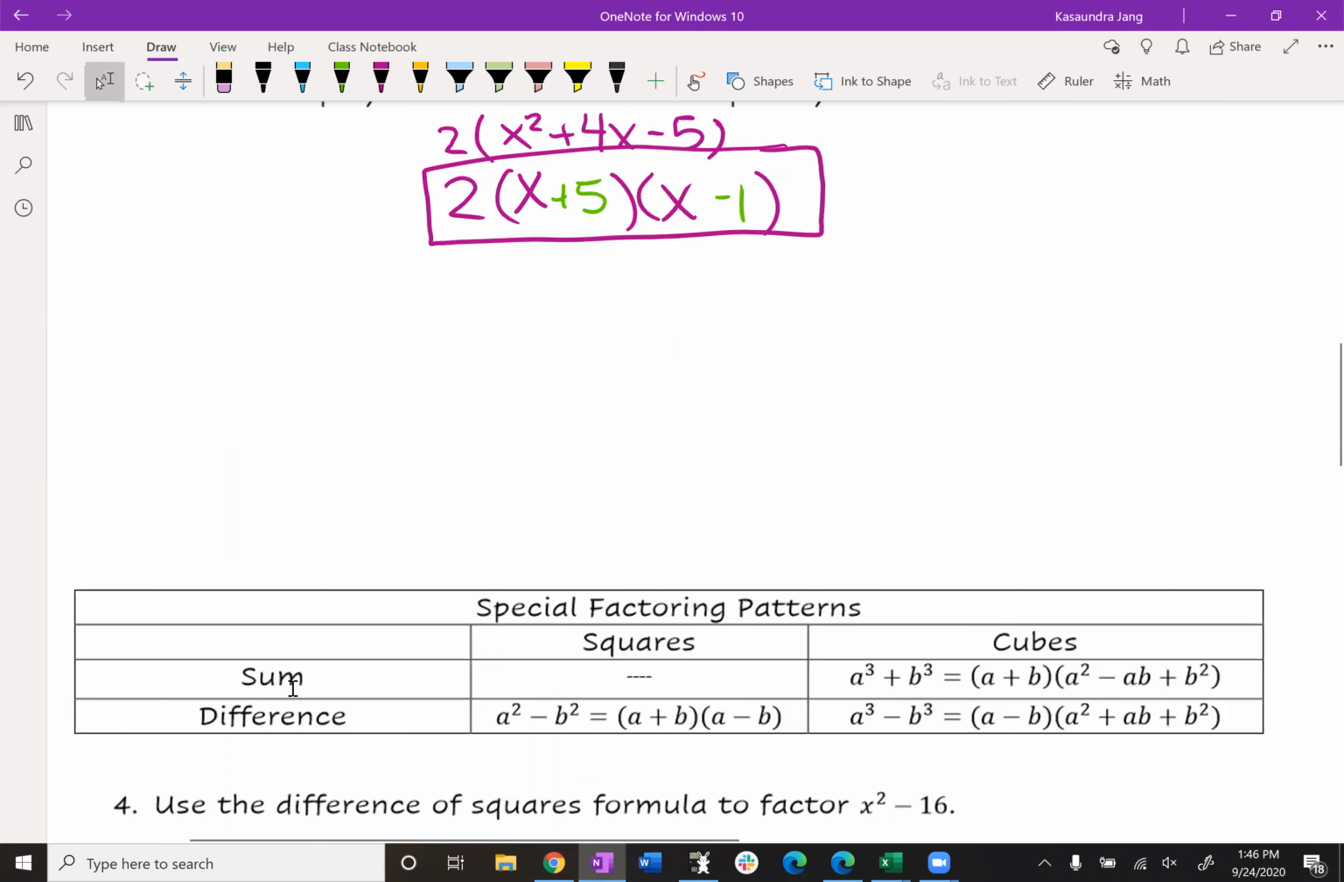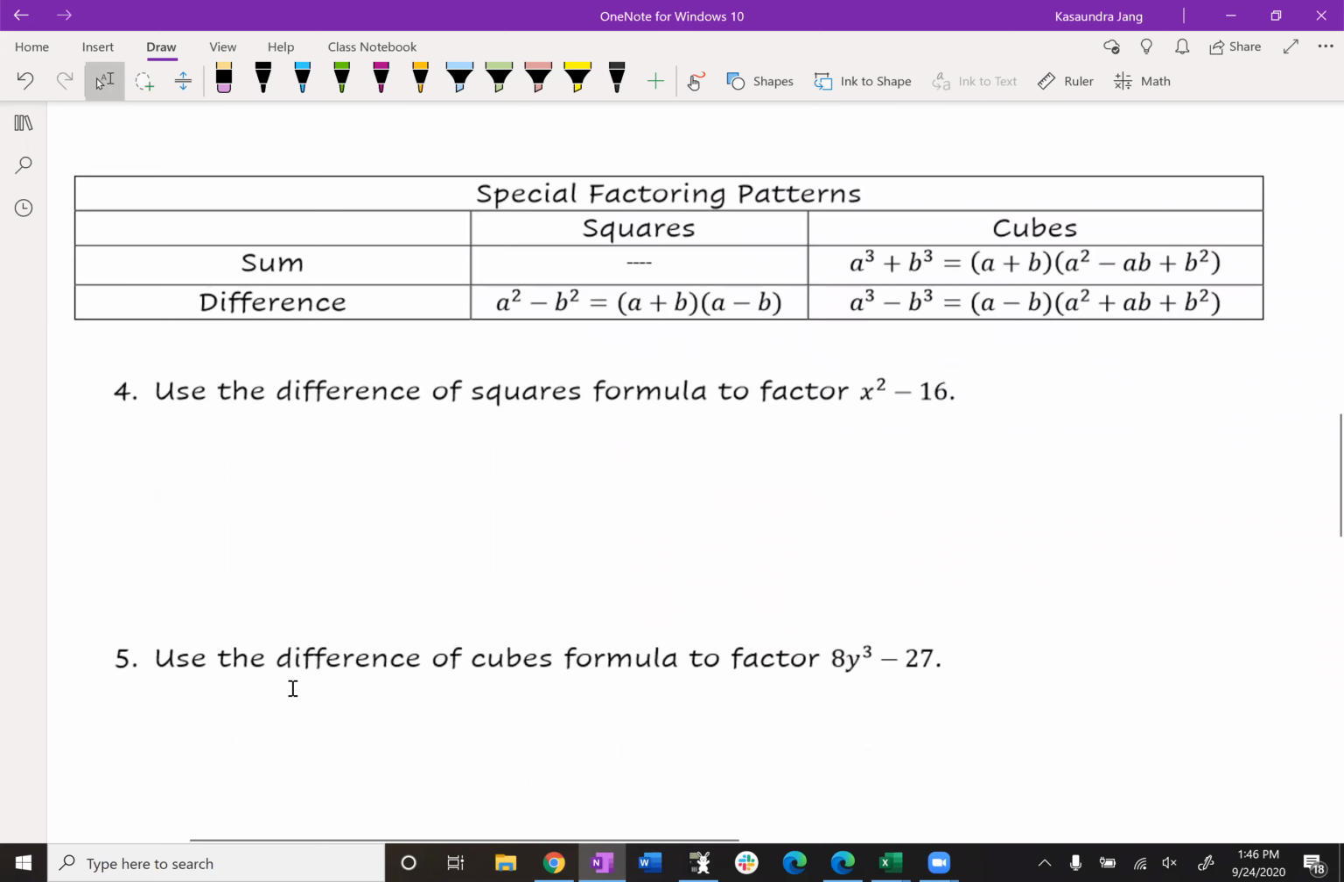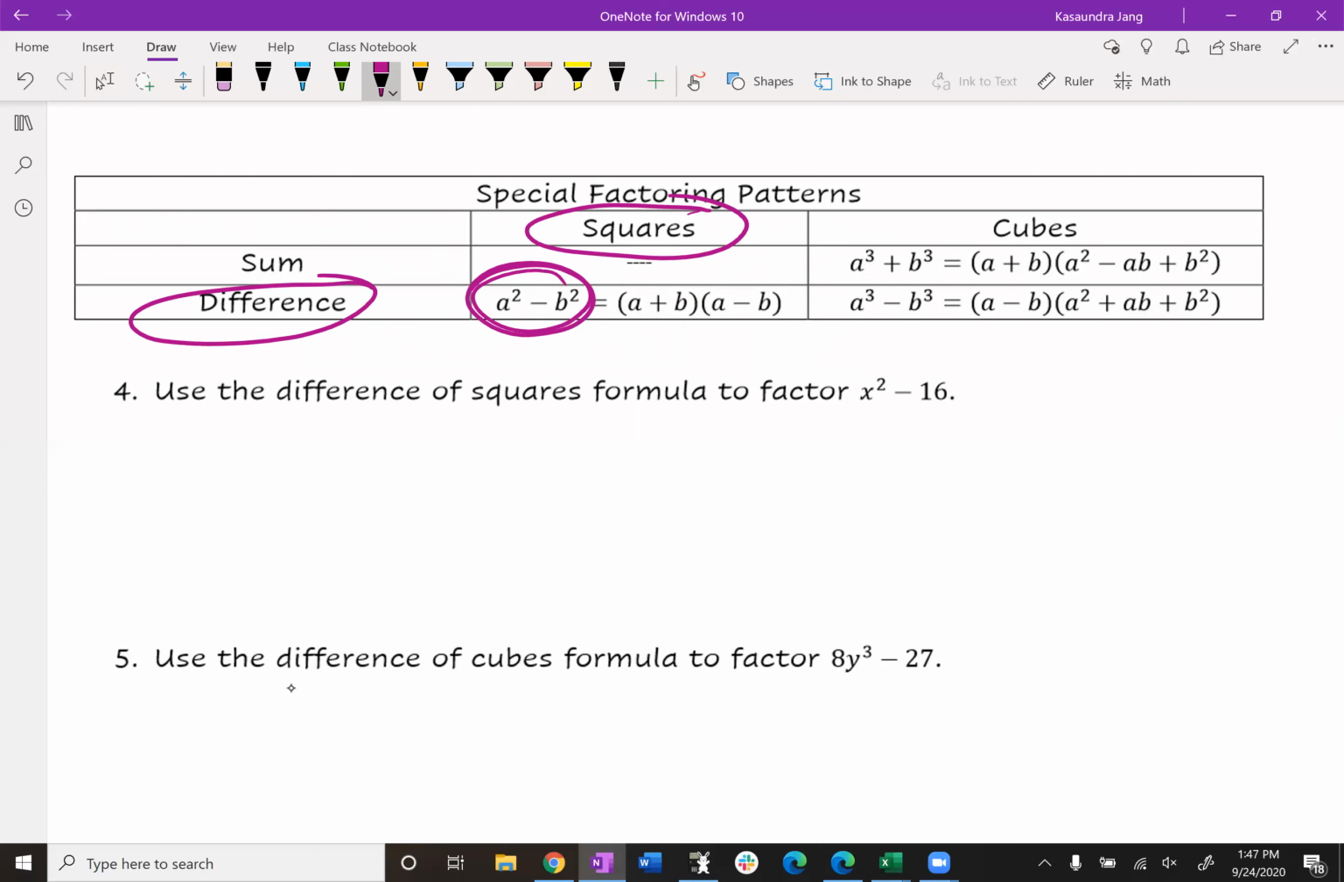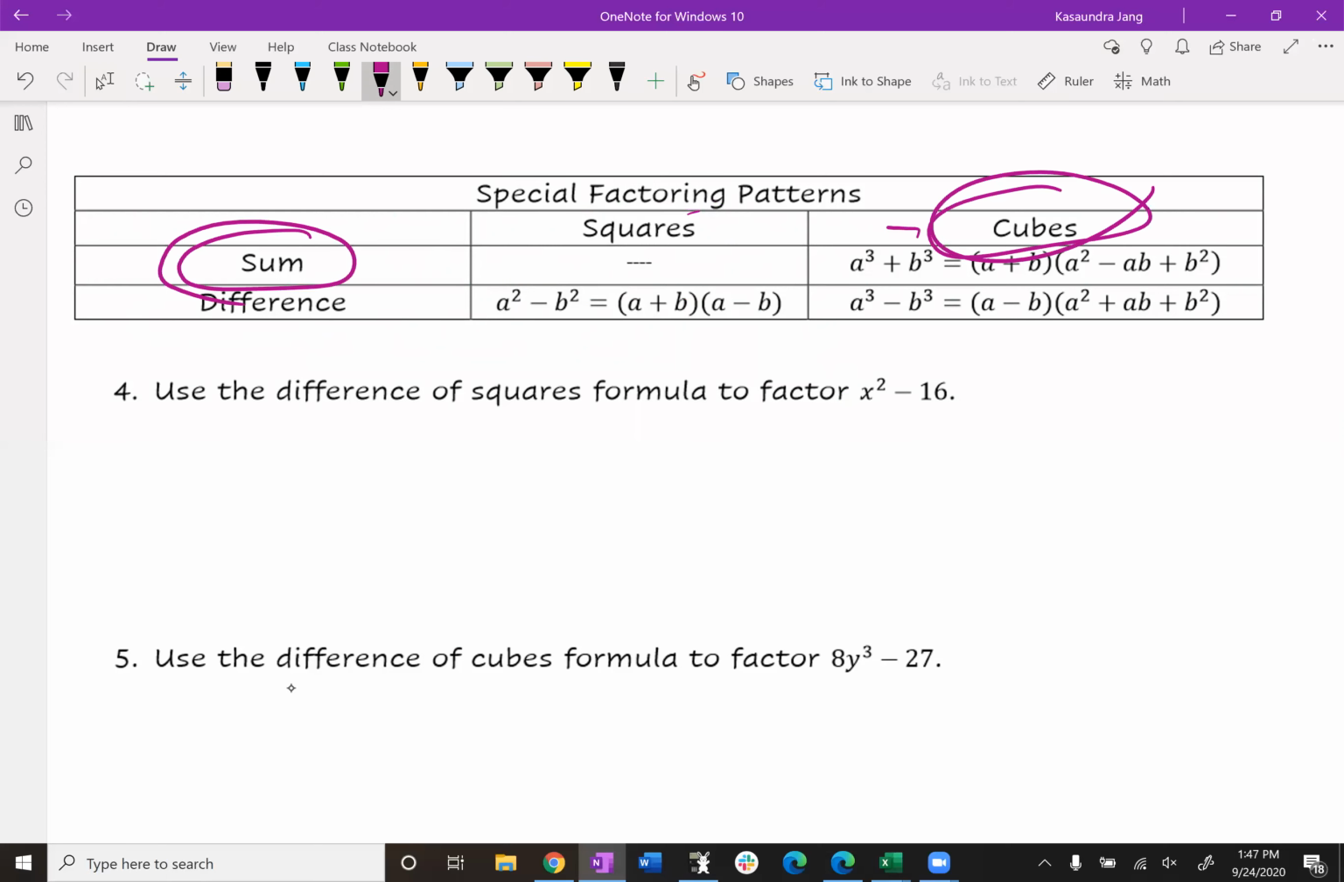All right, so let's look at special factoring patterns. If they're asking you about the difference of squares, difference means subtraction. Difference of squares, like I've got my a squared and my b squared, I've got them subtracted. That's my difference of squares. If they're talking about the sum of cubes, the sum means addition, and I'm adding things that are cubed. I've got a cubed and b cubed, it's the sum of them. I'm adding a cubed plus b cubed. So these are our special formulas.